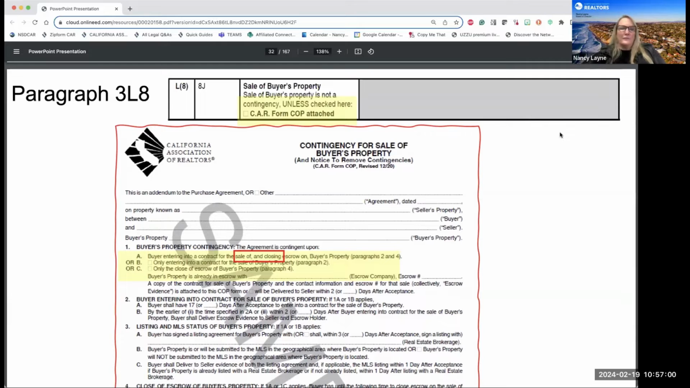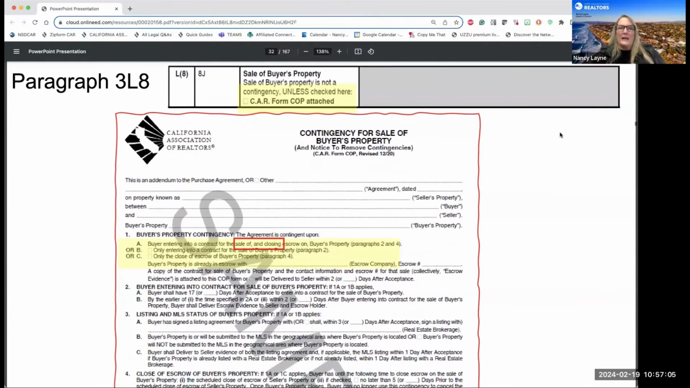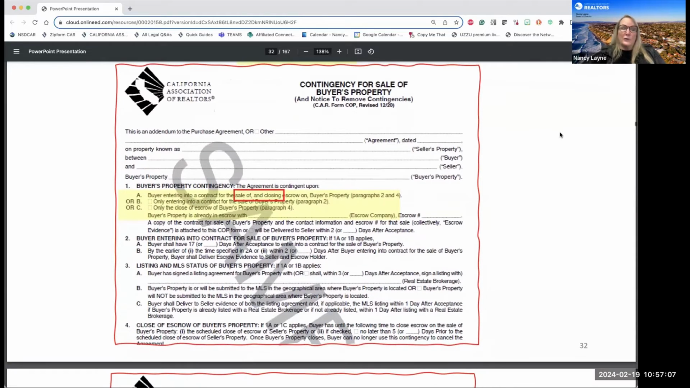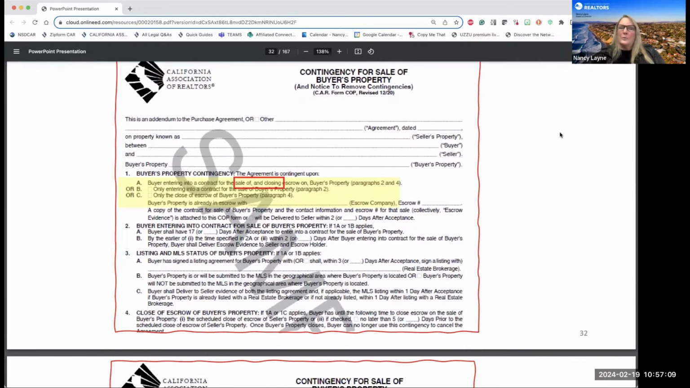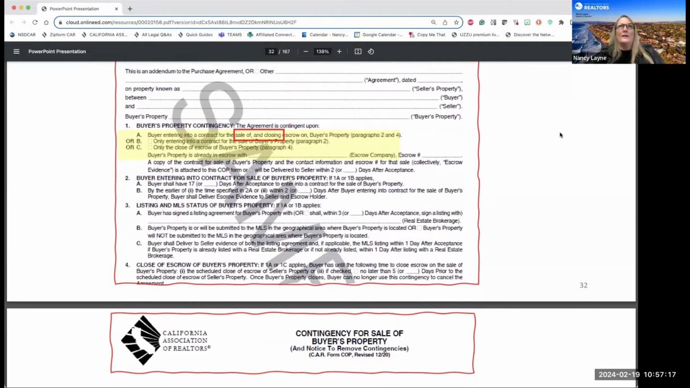Again, that's kind of a function of the market that we're in. It's not been as problematic in the past, but now because it's so difficult to find replacement properties, at least in state, out of state not as much, it's certainly something that you want to make sure that your sellers have nailed down.